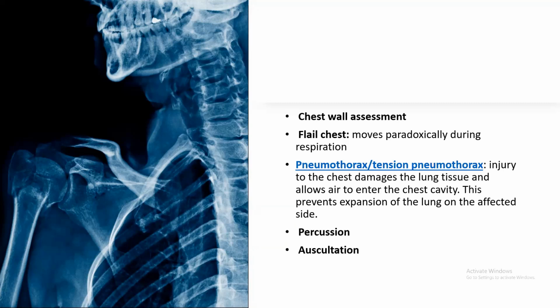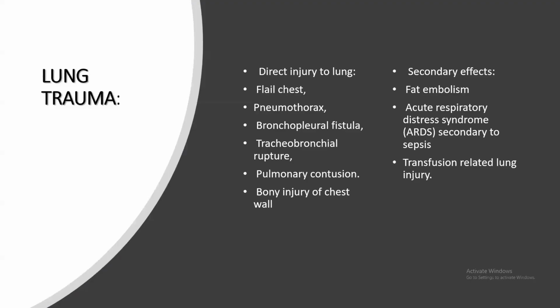On percussion, we may observe a hyperresonant note in pneumothorax and a dull note in hemothorax. On auscultation also, decreased breath sounds may be observed in pneumothorax and hemothorax on the affected side. Lung trauma: direct injury to the lungs. These are the conditions: flail chest, pneumothorax, bronchopleural fistula, tracheobronchial rupture, pulmonary contusion, or bony injury of the chest wall.